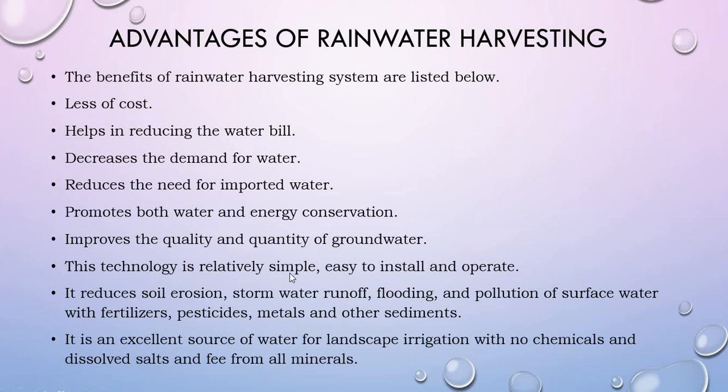This technology is relatively simple, easy to install and operate. It reduces soil erosion, stormwater runoff, flooding, and pollution of surface water with fertilizers, pesticides, metals, and other sediments. It is an excellent source of water for landscape irrigation, with no chemicals and dissolved salts, and free from minerals. So these are the different advantages of rainwater harvesting systems.